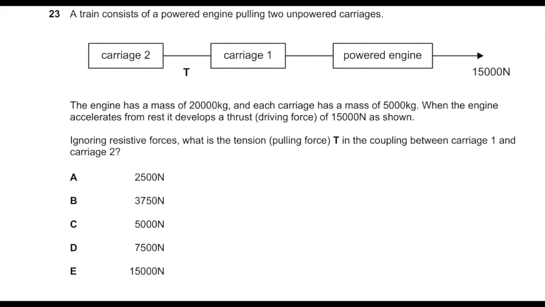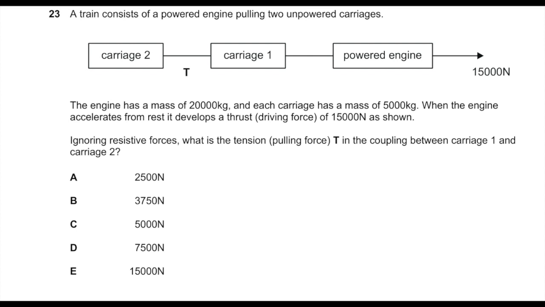Question number 23. A train consists of a powered engine pulling 2 unpowered carriages. The engine has a mass of 20,000 kilos, and each carriage has a mass of 5,000 kilos. When the engine accelerates from rest, it develops a thrust driving force of 15,000 newtons as shown. Ignoring resistive forces, what is the tension, T, in the coupling between carriages 1 and 2?